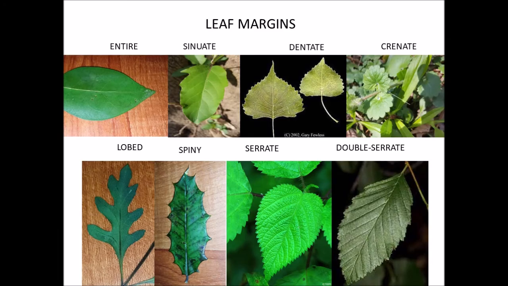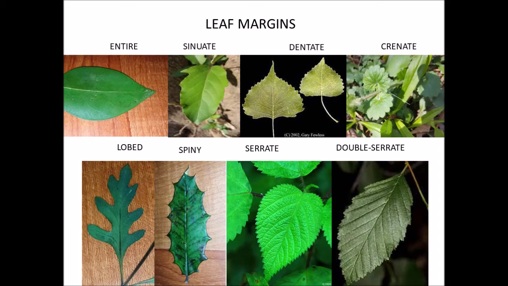Leaf margins may be entire. They may be sinuate or undulate. In other words, they kind of have wavy or sinuous margins. They form a sinuous line. Dentate is a toothed margin. It's kind of like a blunt tooth-like projection on the leaf margin. Crenate is like the dentate margin, but the teeth are more rounded.